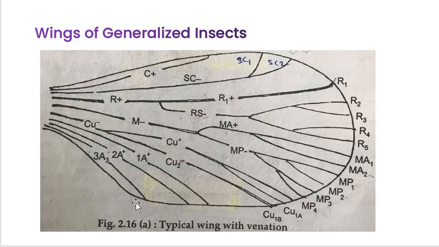Okay, now this is all about the wing of a generalized insect, the wing venation. So these are the different veins of the wing. In the next lecture we will discuss the basic structure of the leg of insects and the different types of legs of insects.